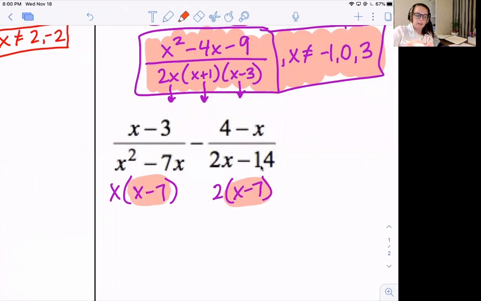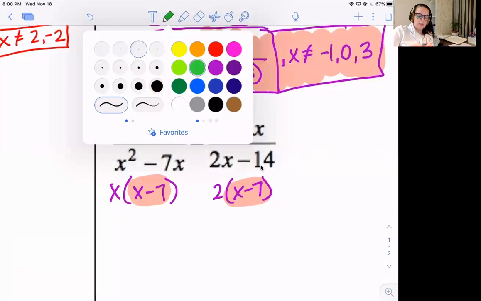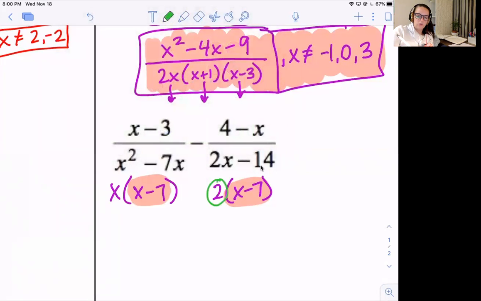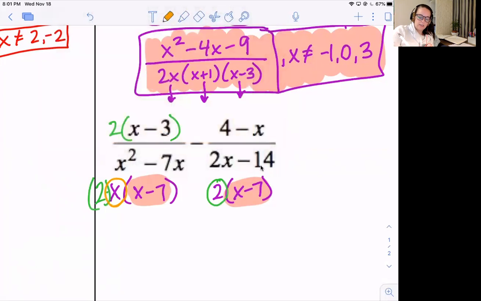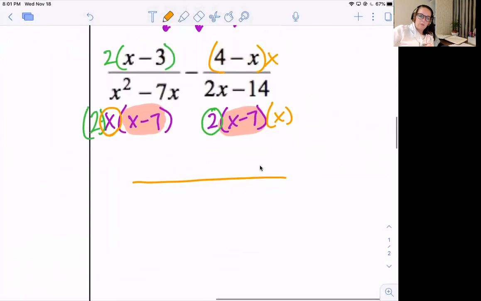I'm not going to worry about the x minus 7. It looks like this one has a 2. And so this one's going to want to multiply times 2. And this one here has an extra x. So we're going to multiply an extra x in here like that. So my common denominator would be 2 times x minus 7. So 2x times x minus 7.